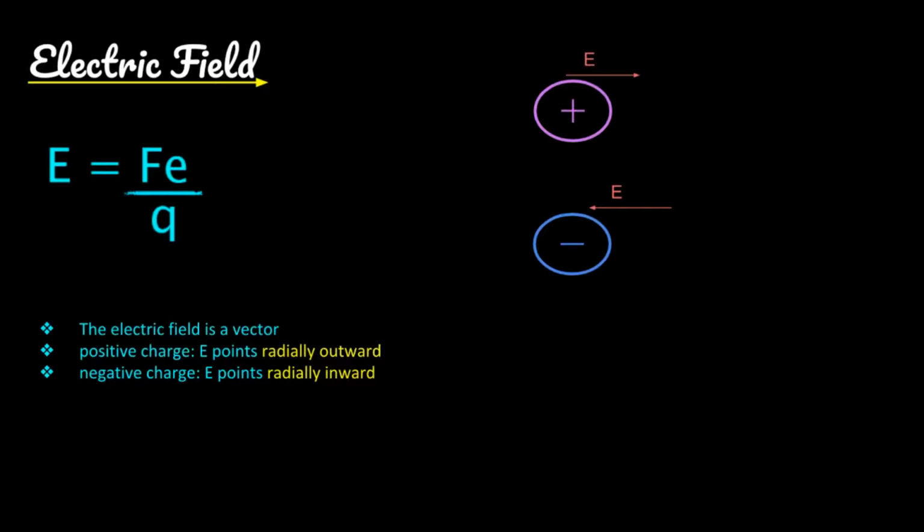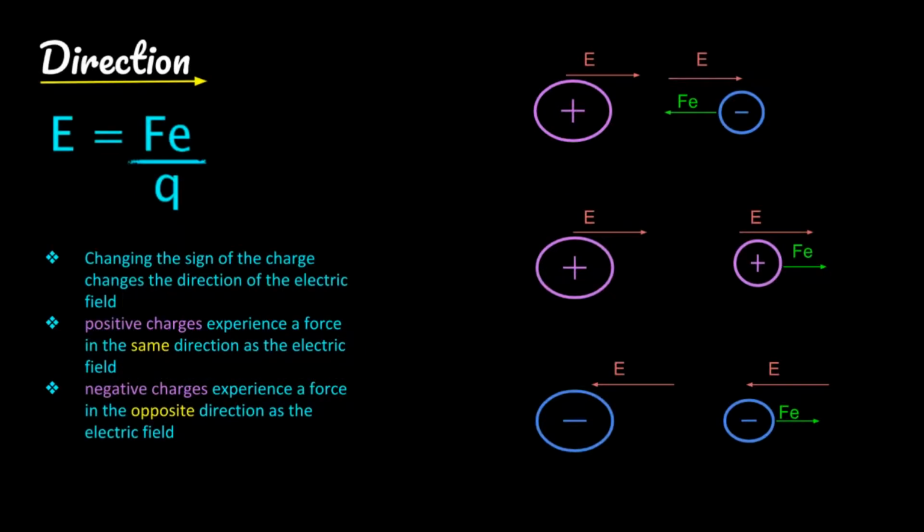Things to keep in mind with the electric field: for positive charges, the electric field points radially outward. As shown by this diagram up here, E is pointing outward, going away from the charge. It just keeps going outward forever. And then it's the opposite for a negative charge. E points radially inward, so it would point towards the charge itself. And that does play a role with the electric force, and that's coming up with direction.